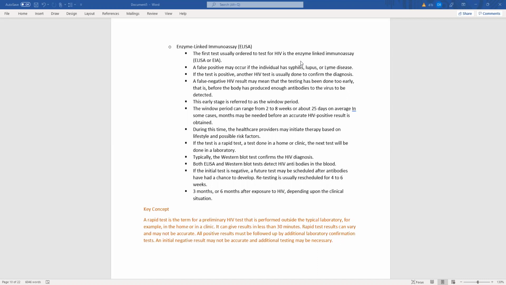Let's talk about the enzyme-linked immunosorbent assay. We call it ELISA. This is the first test usually ordered to test for HIV. It's the enzyme-linked immunosorbent assay, which is ELISA, or they call it EIA. So it's the first test ordered to test for HIV.